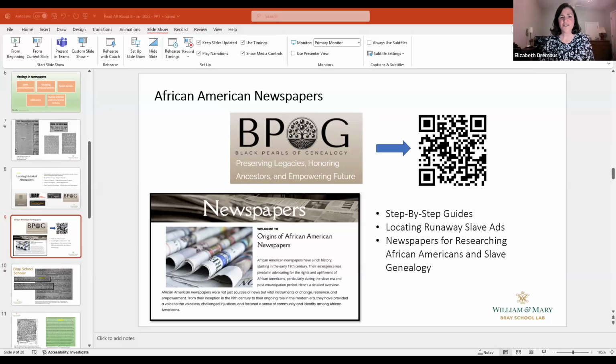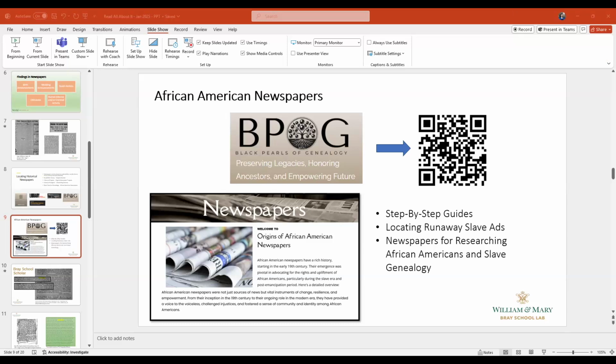Okay, terrific. So if you get to the newspapers part of the Black Pearls of Genealogy website and you scroll on down, it talks about the history of Black newspapers and has some examples and some links to certain ones. And then if you go even further down, it has a step-by-step guide of going through Chronicling America. And this is one of the ones that I mentioned. But they say specifically down here to locate ethnicity press and select African-American to look for African-American newspapers.